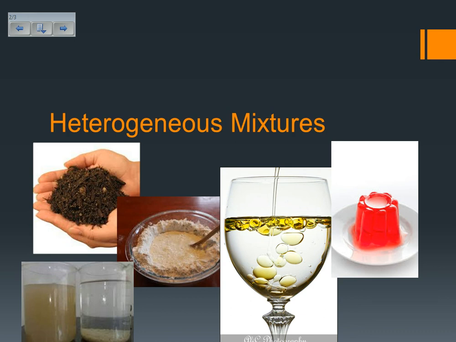So if in the future, wink, wink, nudge, nudge, you are challenged to separate a mixture, you're going to have to figure out what their physical properties are and what makes them different from the other things that are in the mixture. And there's all sorts of ways that you can do that. So I hope this clarifies a lot of things about mixtures, and have fun.